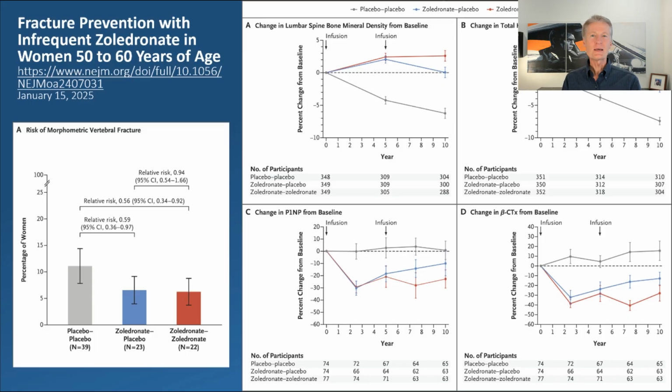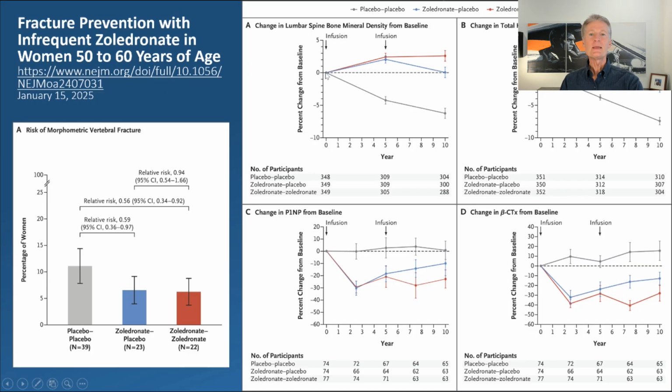This was that study that I was talking about where it took 10 years to do. And what they did is they took people that were osteopenic. They weren't in the osteoporosis range yet. And the idea was, what can we do to keep them out of osteoporosis? And that's what you see here. So let's start with the lumbar spine.